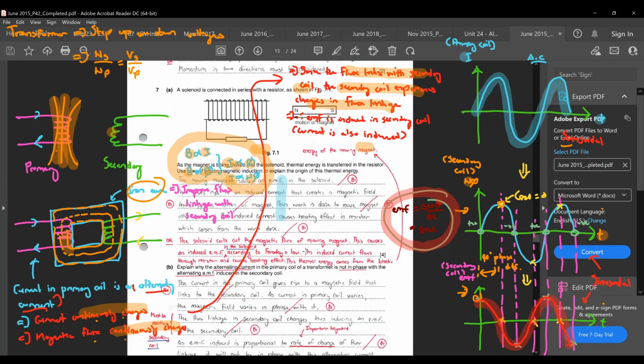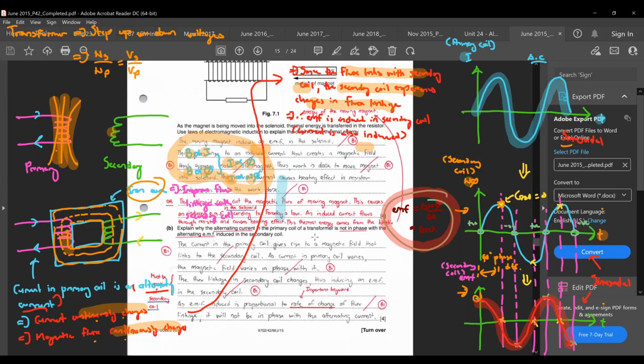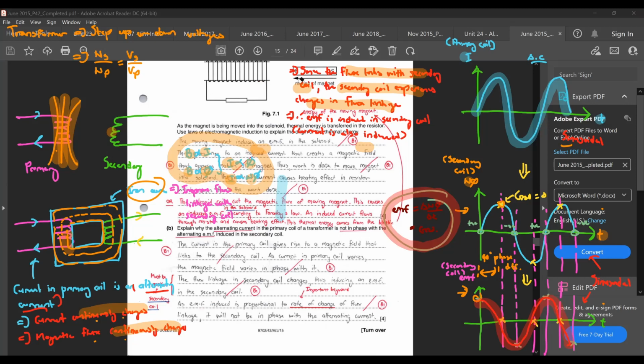Yeah, the answer is at the bottom here. Okay. So the long-winded answer will be what is written here on the screen right now that you can see. I'll just go through it sentence by sentence with you. This is worth 4 marks. You will just say something like this.